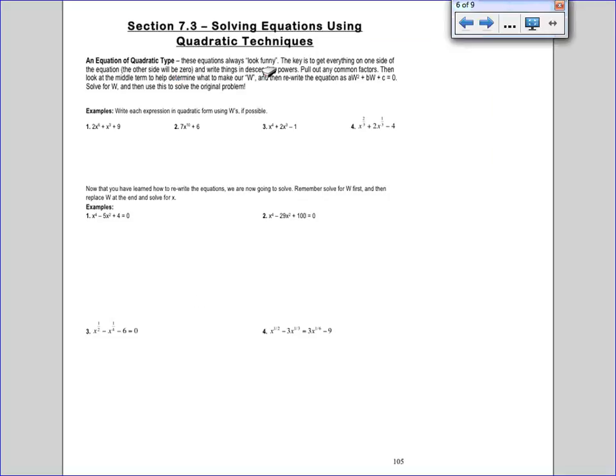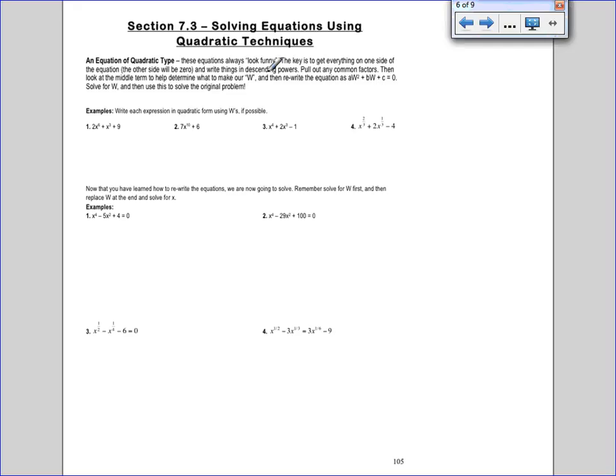Okay, now we're going to do section 7.3, which is solving equations using quadratic techniques. An equation of quadratic type, I would say, is an equation that looks funny. A lot of times they involve x to the 1/2 or x to the 1/4, x to the 1/3. The easiest thing to do is write everything in descending power and then pull out any common factors. Usually if you look at the smallest degree, that's going to let you get your w. So if x to the 1/4 is your smallest term, then that would be the w.